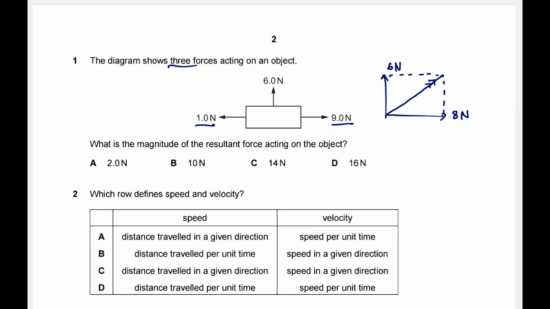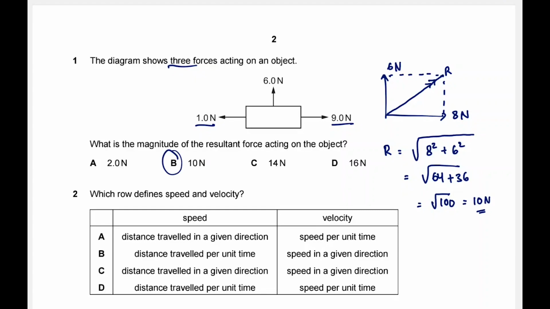Okay. Therefore, we can find the resultant force using Pythagoras. So the resultant force is the root of 8 squared plus 6 squared, so the root of 100 is equal to 10 Newton. So the answer is B.